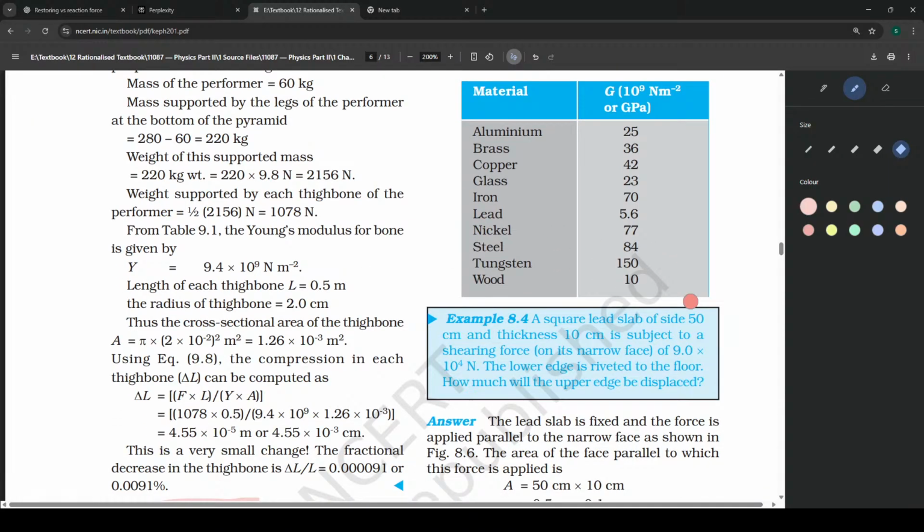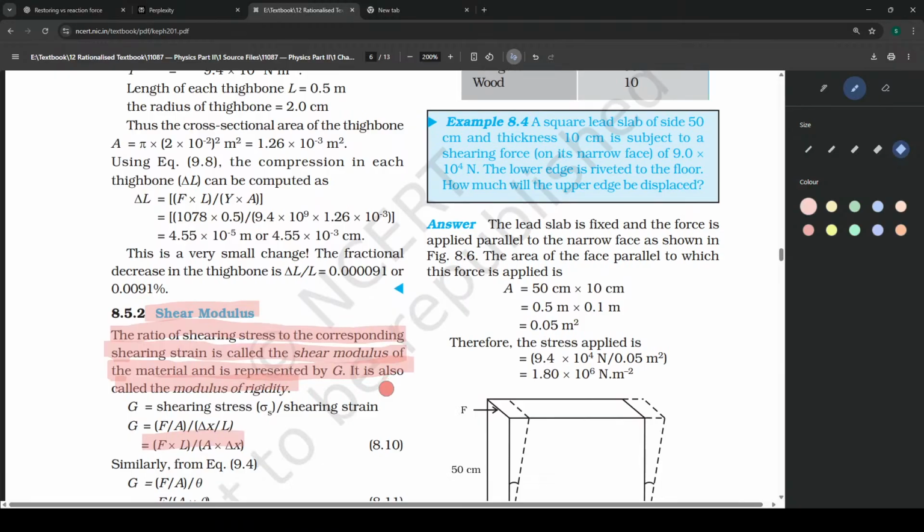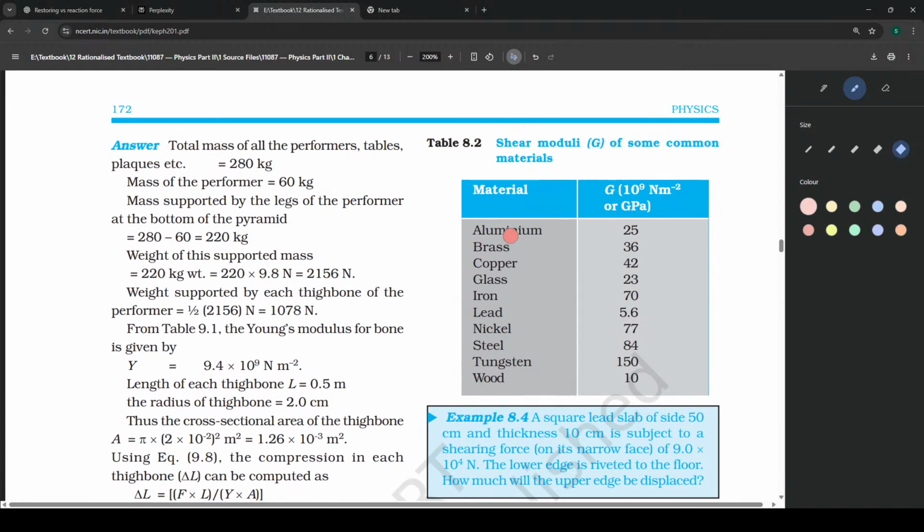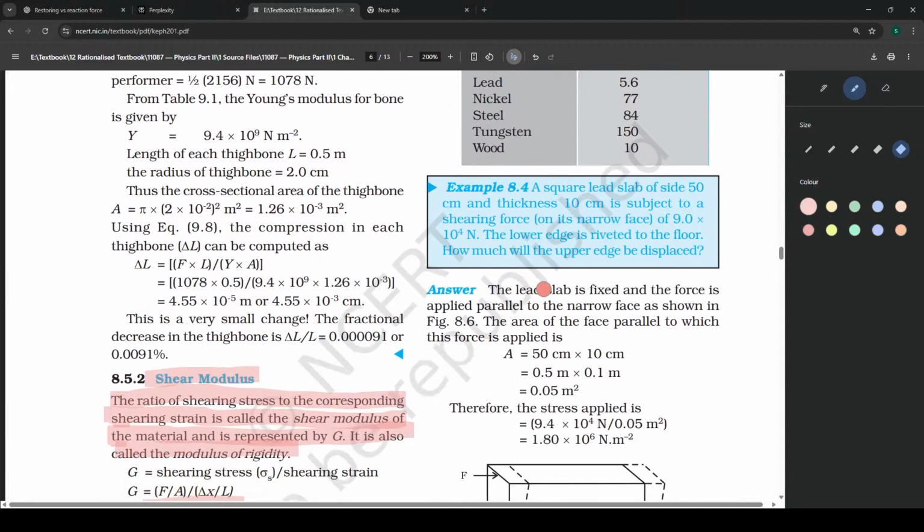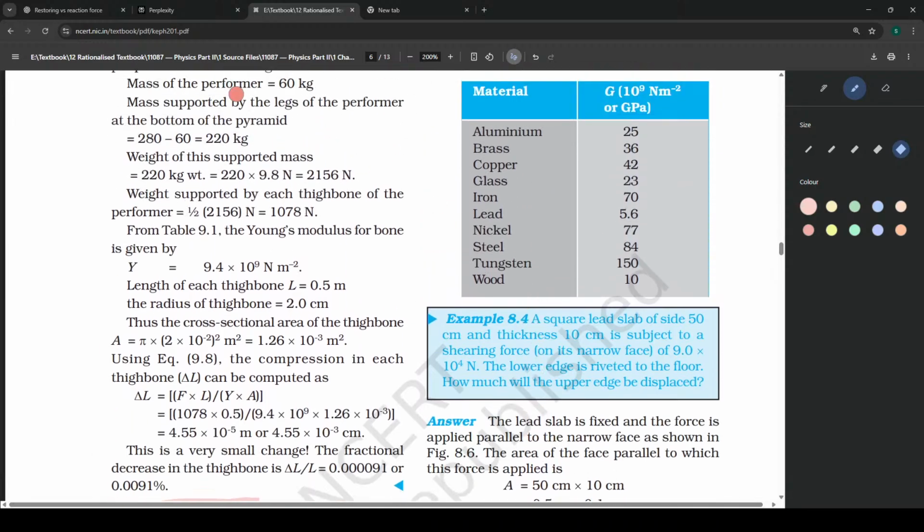Here again, tungsten has the highest shear modulus of 150, followed by steel, then nickel. After that, iron. The difference between iron and steel is massive, and so is that of steel and tungsten. This is in terms of 10 power 9 Newton per meter square, or gigapascals. Very, very large. We can represent tungsten in terms of terapascals, which is 0.15 terapascals.